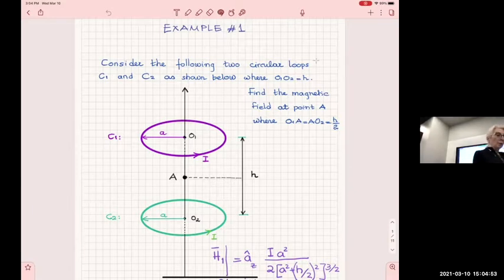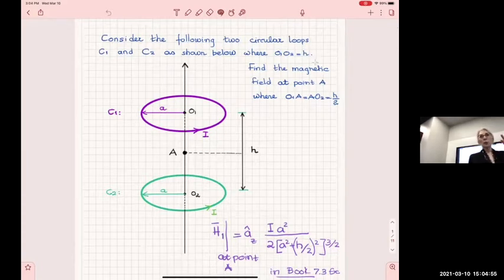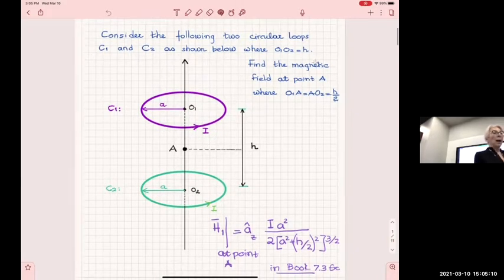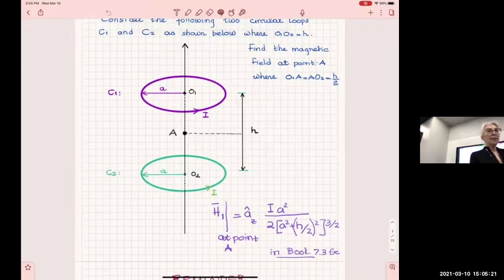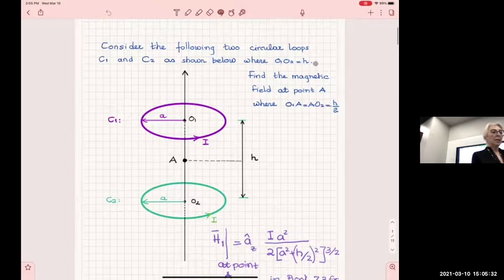So this is an example of a problem where I give you two loops, considering that we have already solved the single loop both here and in the book. It is in the book in the solution. Okay, so I'm giving you now two loops, and I say these two loops carry two currents. They are moving along the same direction. And I'm asking you to find the field at point A, which is halfway between O1 and O2, which are the centers of the two loops. I just want you to find the magnetic field there.